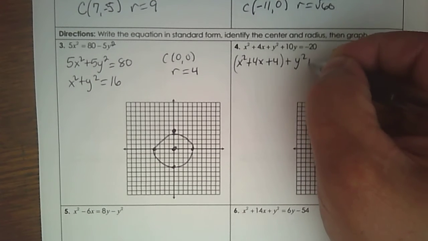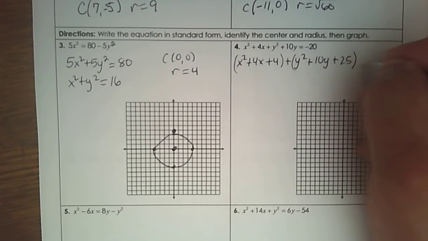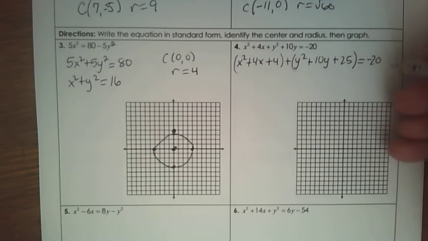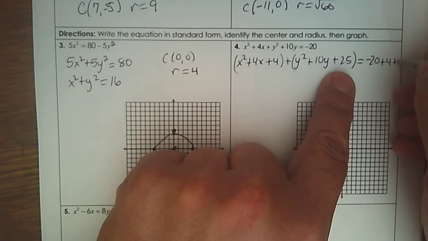We're going to do the same thing for y. We're going to divide by 2. So 10 divided by 2 is 5, and square it. That allows us to complete the square. And then whatever I added on the left side, I have to add to the right side. So I need 4 and I need 25.